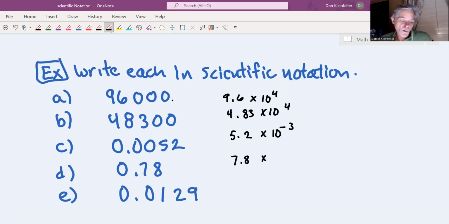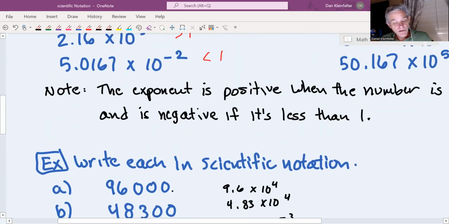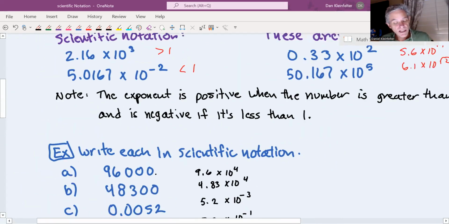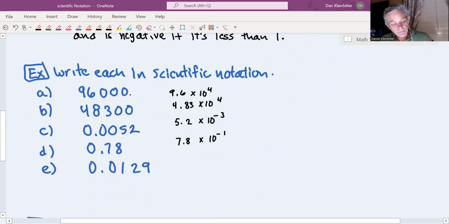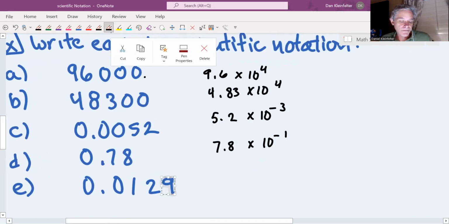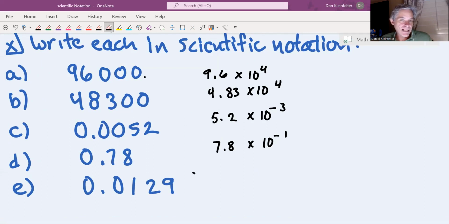And we had to move the decimal point 1 place to the right, so this will be times 10 raised to the minus 1 power. If you have trouble figuring out whether it should be a positive or negative exponent, remember that the exponent's positive when the number is greater than 1, and it's negative when the number is less than 1. So 0.78 is less than 1. It's going to have a negative exponent. 0.0052, less than 1, has a negative exponent. 96,000 and 48,300 are both definitely bigger than 1, and they have positive exponents.